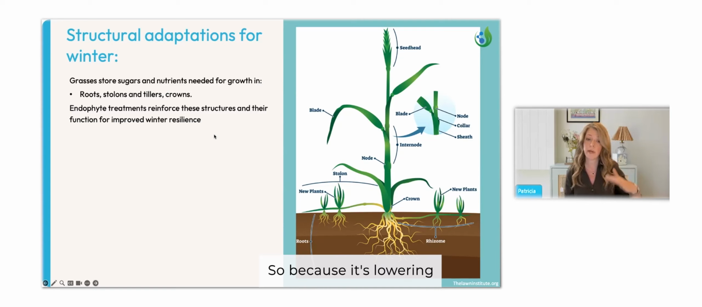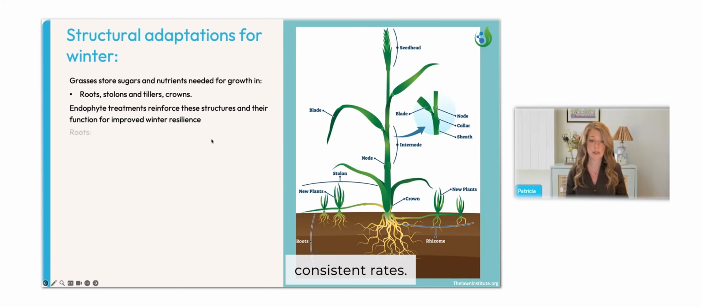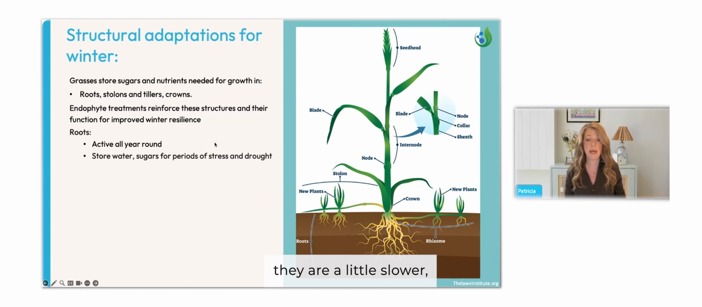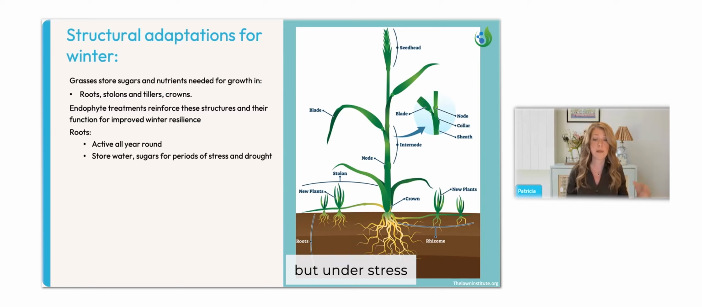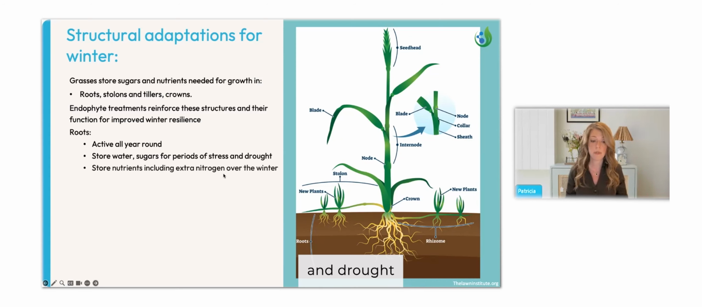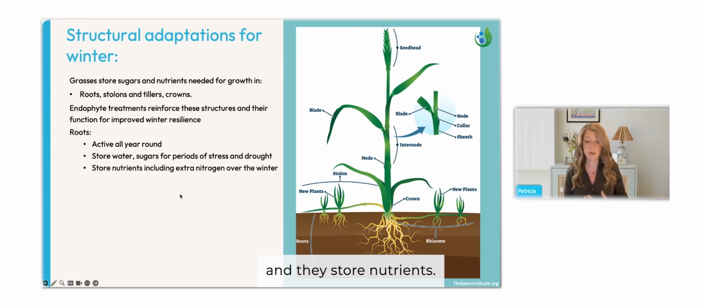Because it's lowering that stress, these functions can keep going at a consistent rate. So for example, in the roots, they're active all year round. During dormancy, they are a little slower, but under stress, they will shut down quite a bit, all of their growth and lengthening. However, if they're inoculated, then they're going to store water, they're going to store sugars for periods of stress and drought, and they store nutrients.